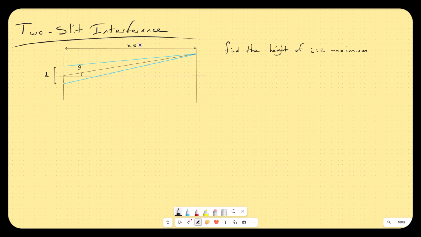So this screen is going to be 3 meters away. Our separation distance can be a quarter millimeter, a fifth of a millimeter. We'll do that. We'll go 0.2 millimeters. That's reasonably typical. We usually go somewhere between 0.1 and 0.5 millimeters. So 0.2 millimeters separation distance, 3 meters away for the screen, and let's get a wavelength of 450 nanometers.